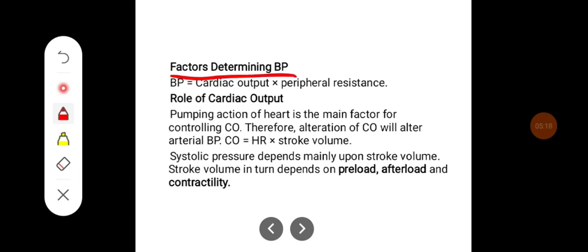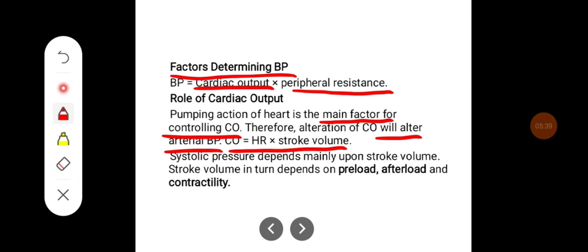Coming to factors determining blood pressure. The blood pressure can be given as cardiac output times peripheral resistance. The pumping action of the heart is the main factor for controlling cardiac output. Therefore, alteration of cardiac output will alter the arterial blood pressure. And cardiac output can be given as stroke volume times heart rate. The systolic pressure depends mainly upon stroke volume, and stroke volume in turn depends on preload, afterload, and contractility.